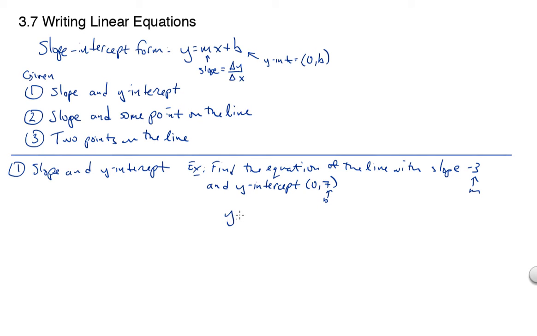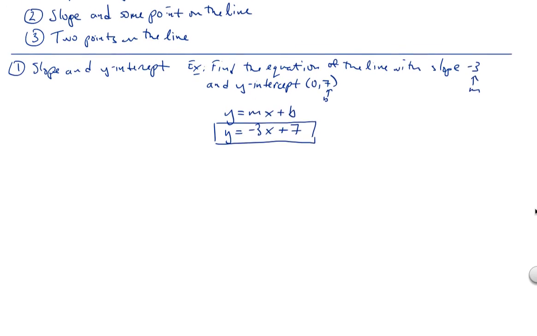So just write down, until you have the slope-intercept form just embedded in your brain, ingrained in there. Not a bad idea to write out the slope-intercept form first, then replace the stuff that they give you. M is -3 times x plus, don't forget the x, plus b, which is 7. Hey, we're done. That's it. There's the equation of the line.